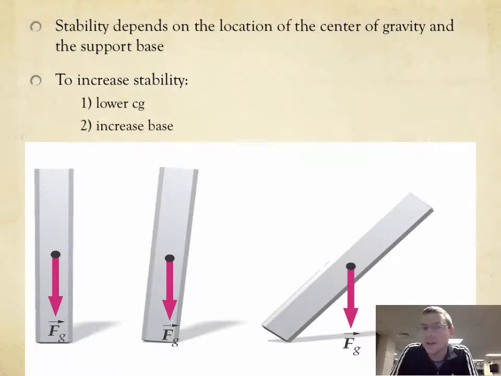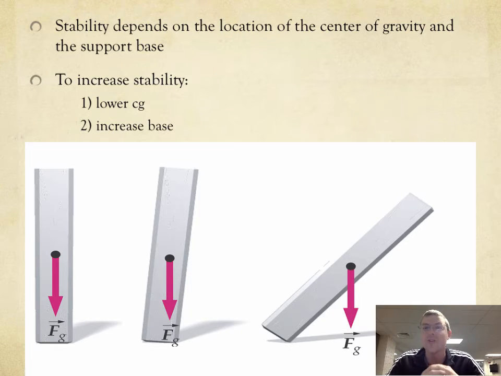Hey everyone, today what we're looking at is the idea of stability of an object and figuring out if that object's going to start to rotate and be out of static equilibrium or remain in static equilibrium. Really, there's two factors that we want to focus on. We want to focus on where your center of gravity is and where your support base is.